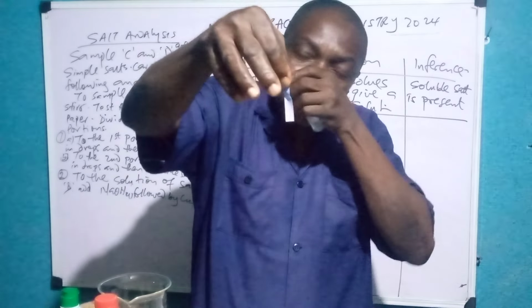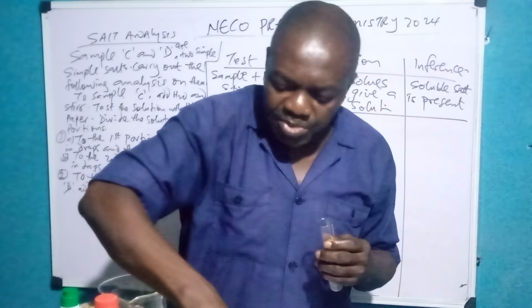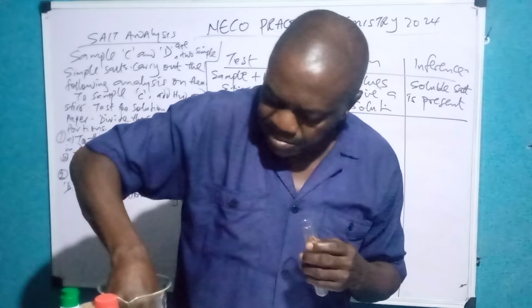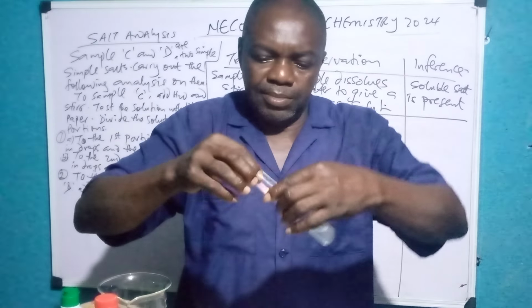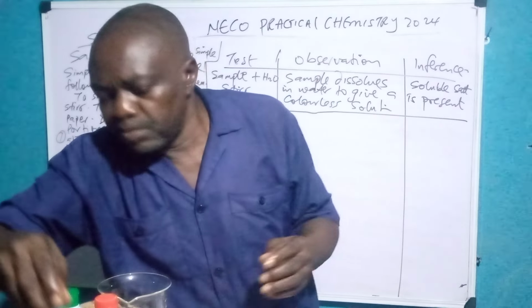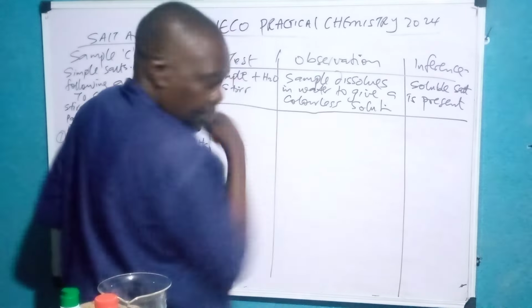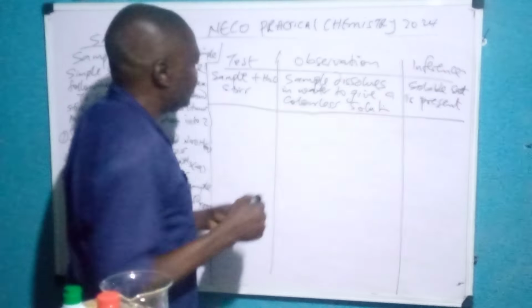You can see it has started producing the color change on this blue litmus paper. So you change the color of blue litmus paper. Let's do the red again. No effect on red litmus paper. Don't forget, these are the colors. So you come here and write.